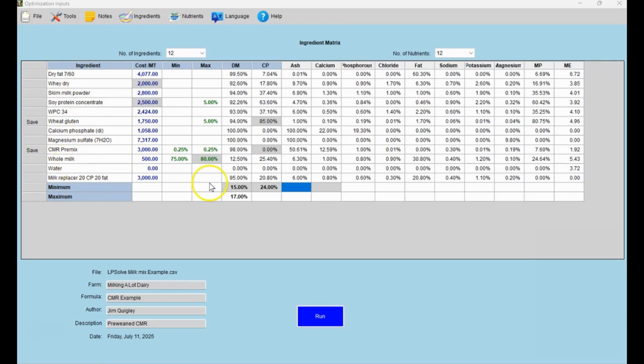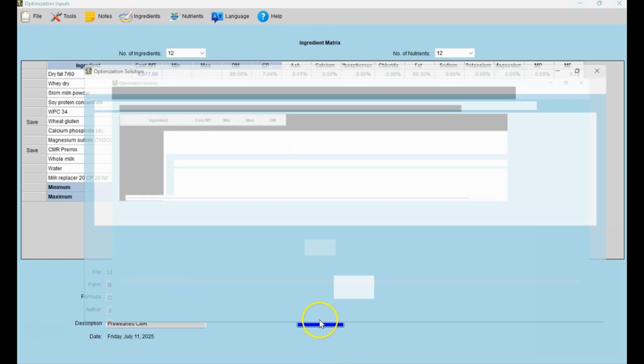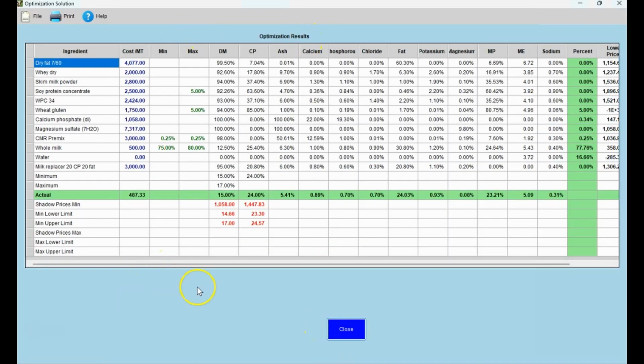In this formulation, we've set two minimum specifications: dry matter at 15% and crude protein at 24%. When we run the formulation, the solver finds a feasible solution that meets both of these minimum requirements at the total cost of the ration is $487.33 per ton.